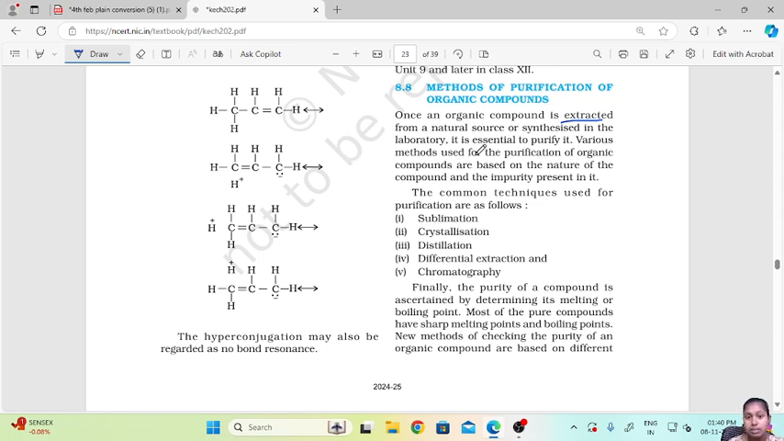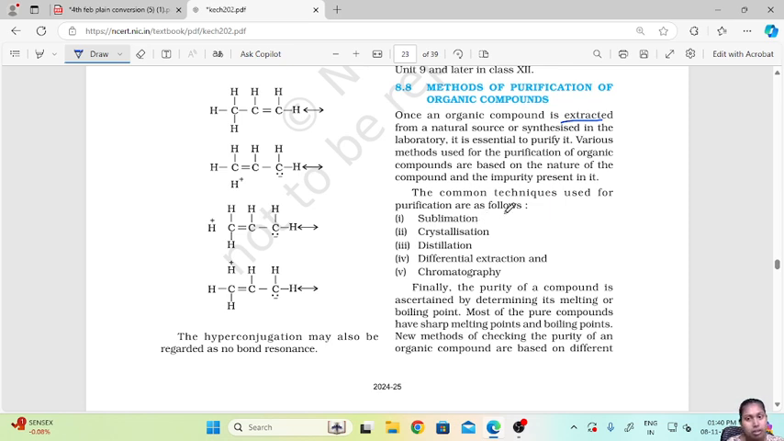Various methods used for purification of organic compounds are based on the nature of the compound and the impurities present. To choose a particular method or technique to purify your compound, that will depend upon the nature of the compound. If your compound is heat sensitive, then you won't be able to heat it. So sublimation is not possible because in sublimation you heat the compounds. If your compound is highly reactive, then you can't do any of this because it will react with any of the molecules that you add for purification.